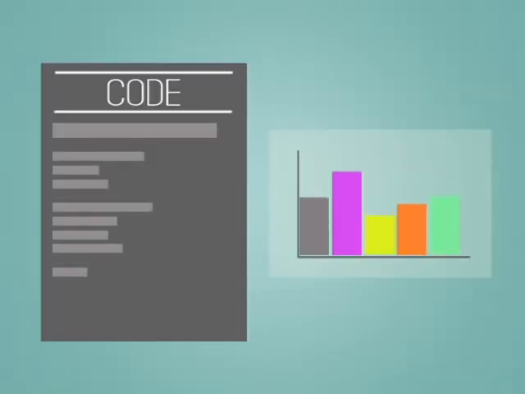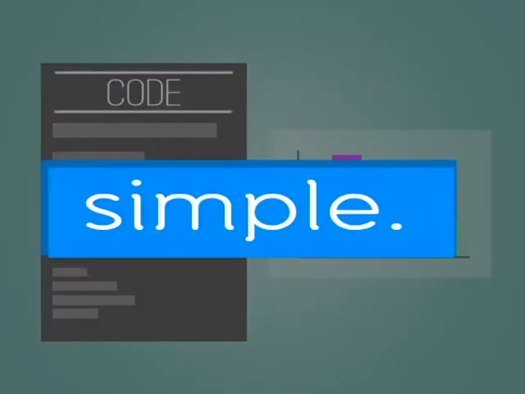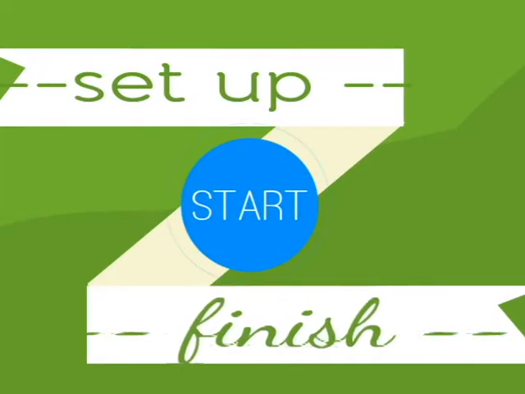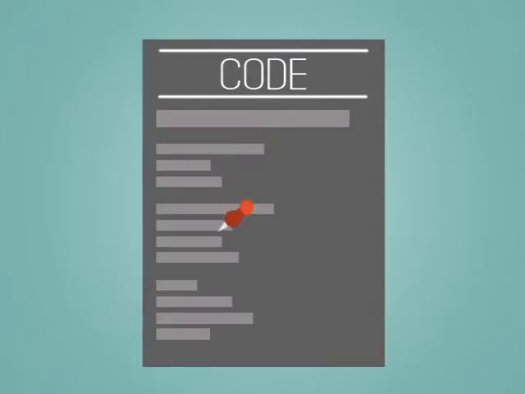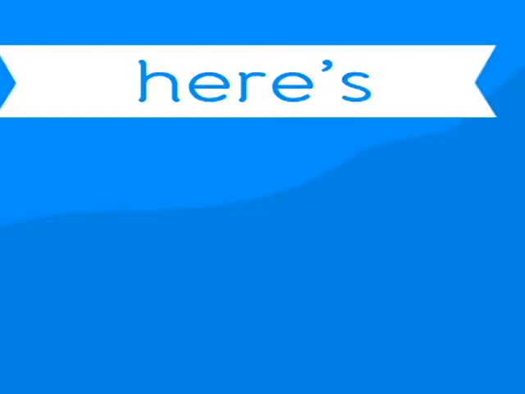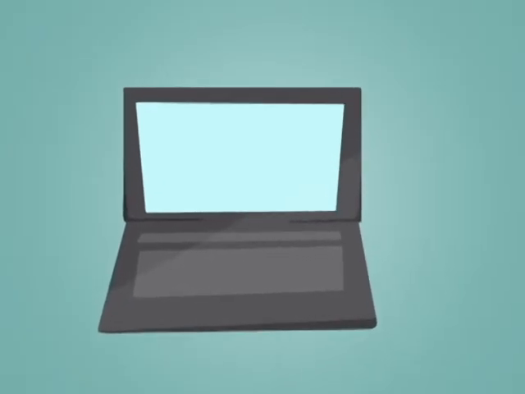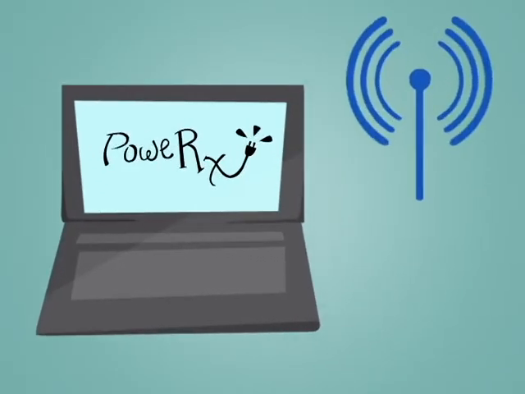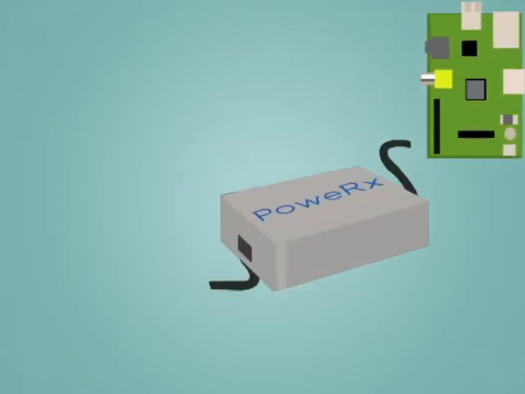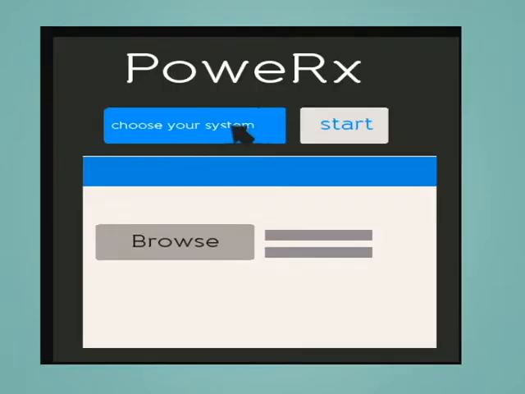With PoweRx, testing how much power your code is consuming is simple. Set up, start, finish. You can use it to quickly pinpoint the most power-hungry areas in your code, and here's how it works. With the PoweRx software installed and a secure internet connection, just hook up your system to the PoweRx device and load the start screen. Select the platform you're running on and load your code. Hit start and the two-pass algorithm begins.